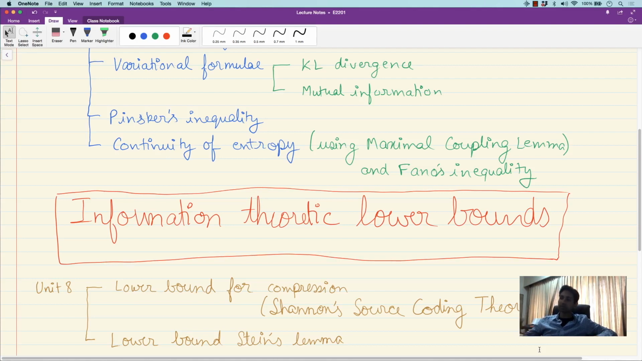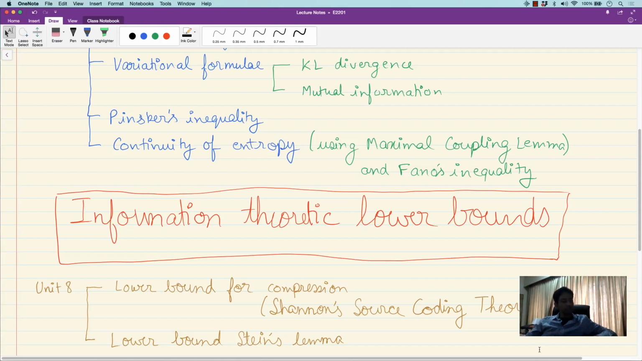It says that the minimum number of bits required per symbol, asymptotically, as the number of symbols goes to infinity and the probability of error goes to 0, is exactly the entropy of the common distribution, entropy of P. So we showed the Shannon source coding theorem.